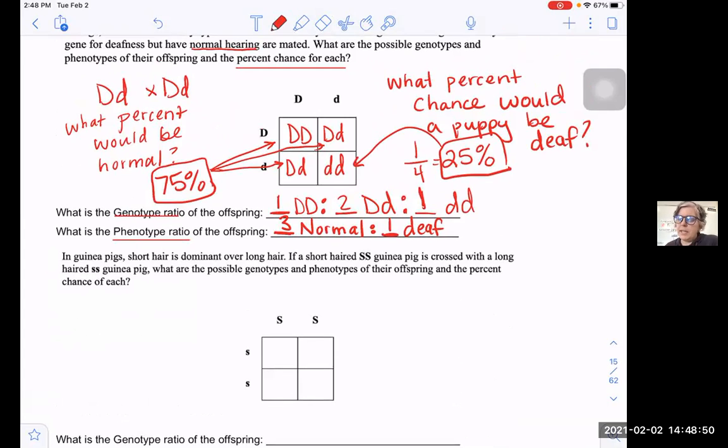Somebody's asking, we didn't have to write the percent, just the genotype and the phenotype ratio. That is correct. For homework number 3, I just asked you to do the genotype and phenotype ratio.